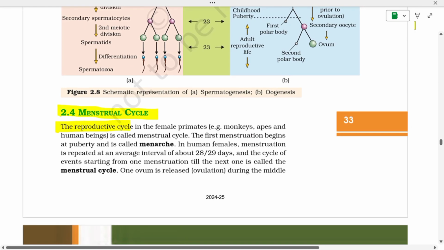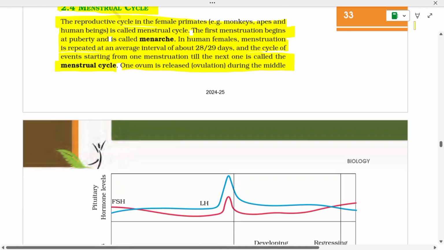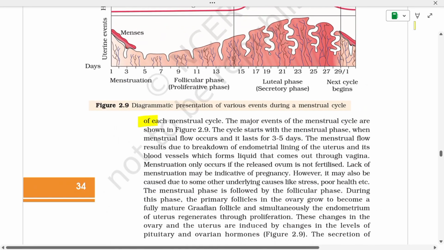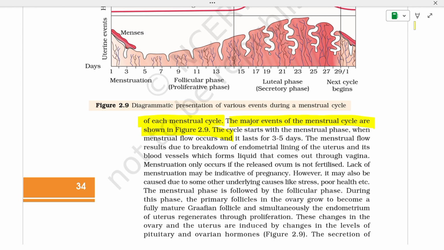2.4. Menstrual cycle. The reproductive cycle in the female primates, for example monkeys, apes, and human beings, is called menstrual cycle. The first menstruation begins at puberty and is called menarche. In human females, menstruation is repeated at an average interval of about 28 to 29 days, and the cycle of events starting from one menstruation till the next one is called the menstrual cycle. One ovum is released, ovulation, during the middle of each menstrual cycle. The major events of menstrual cycle are shown in figure 2.9.